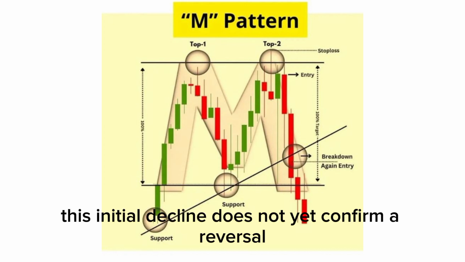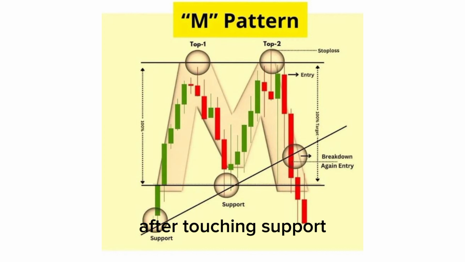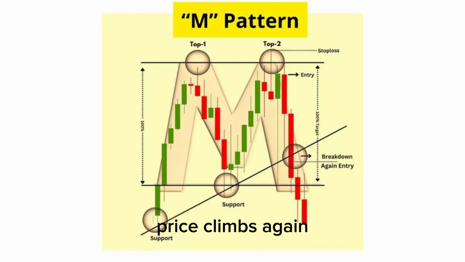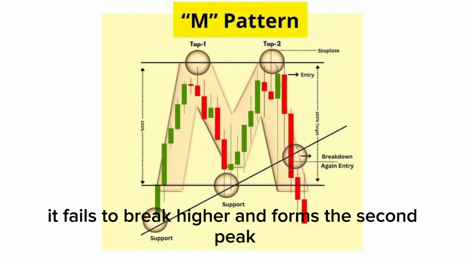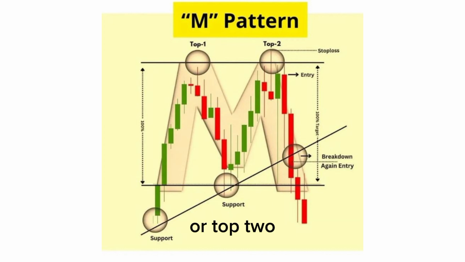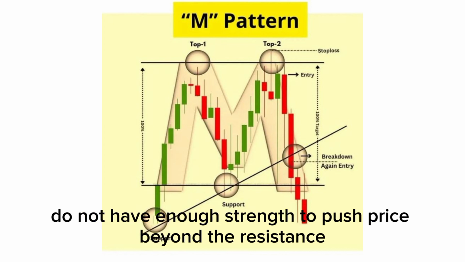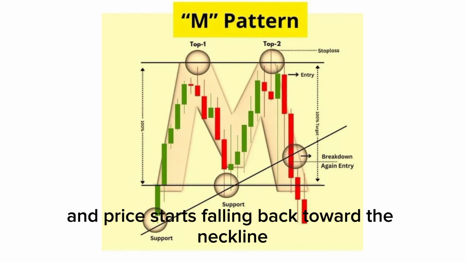This initial decline does not yet confirm a reversal. It simply shows temporary profit-taking or resistance pressure. After touching support, the market usually makes a second upward attempt. Price climbs again, but when it reaches the same resistance zone as before, it fails to break higher and forms the second peak, or top 2. This double rejection is a strong sign of market weakness because it confirms that buyers do not have enough strength to push price beyond the resistance. From here, sellers begin to dominate, and price starts falling back toward the neckline.